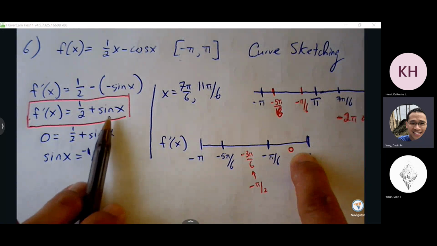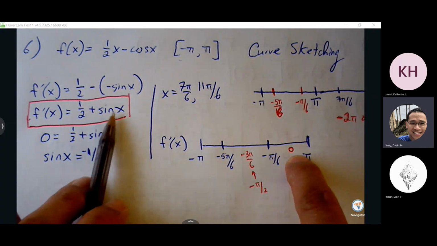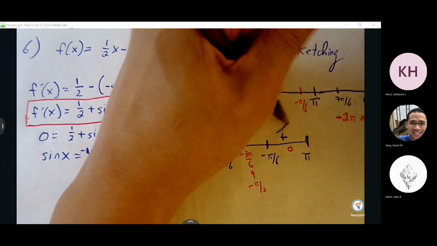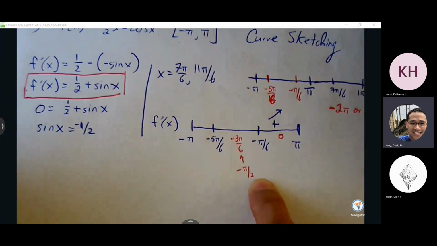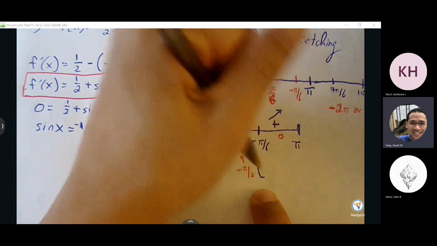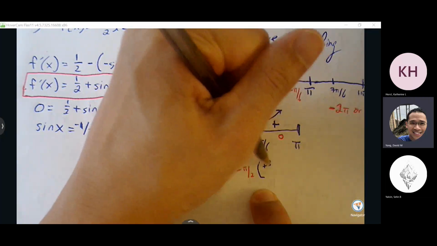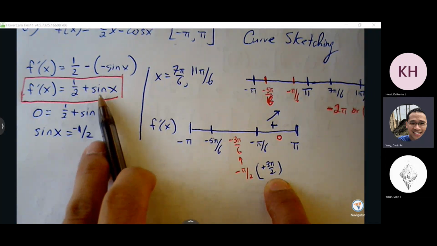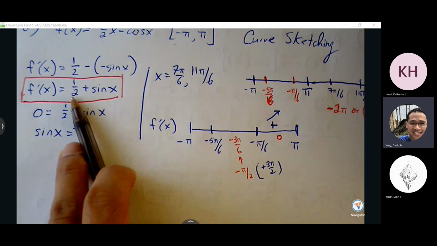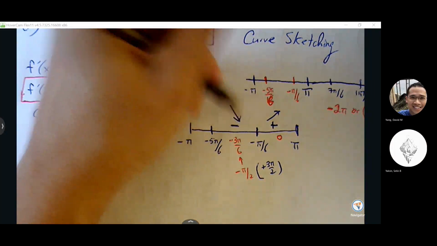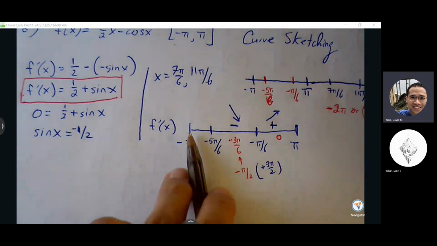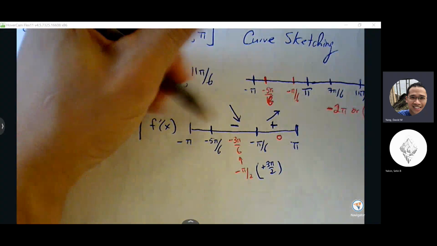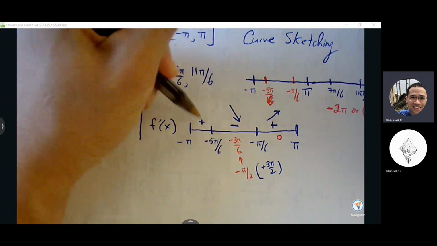Sorry, 0 for x. Sine of 0 is 0. 0 plus 1/2 is positive. For negative pi/2, if you don't recognize it, you can always add 2 pi to see it's the same thing as 3pi/2. Sine of 3pi/2 is negative 1. Negative 1 plus 1/2 is negative. It's tough to find the special angle, but I already let you know it's going to be oscillating, so if you can figure out one of them, you can figure out the others.